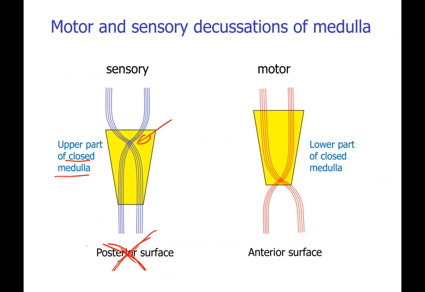That's a different issue. You will learn it later. Some sensory tracts cross at the upper part of the closed medulla. About 80% of the motor tracts also cross at the closed medulla, but at the lower part of the closed medulla. So this is the upper part of the closed medulla. This is the lower part of the closed medulla. So sensory and motor crossings are in the medulla. Sensory one in the upper part of the closed medulla, motor one in the lower part of the closed medulla.